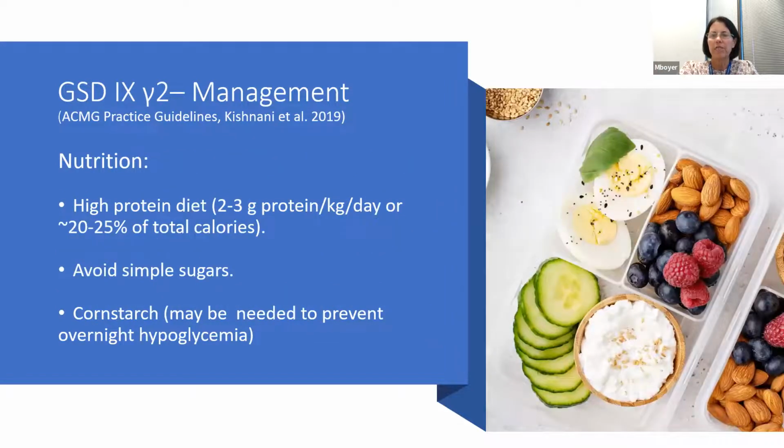And nutrition interventions with the goal of preventing primary manifestations, hypoglycemia, ketosis, and hepatomegaly, and secondary complications, short stature, delayed puberty, and cirrhosis by improving metabolic control. Nutrition interventions include a high-protein diet, avoidance of simple sugars, and cornstarch as needed to prevent overnight hypoglycemia.